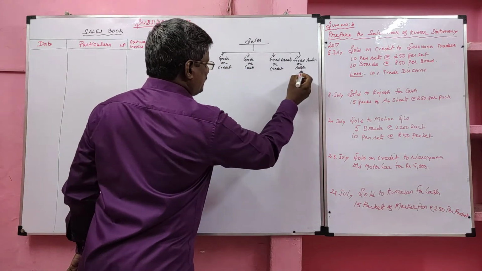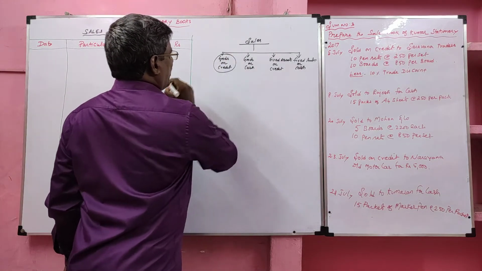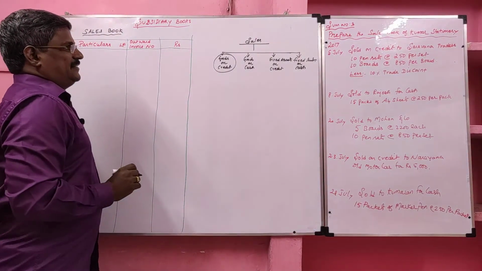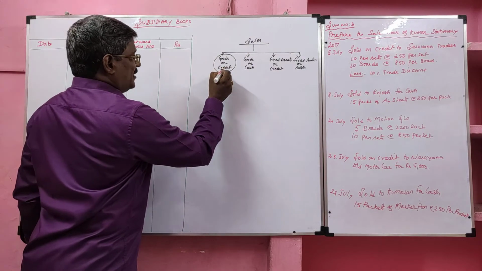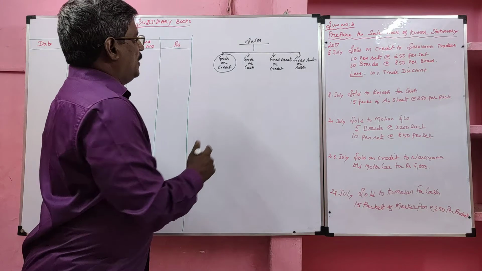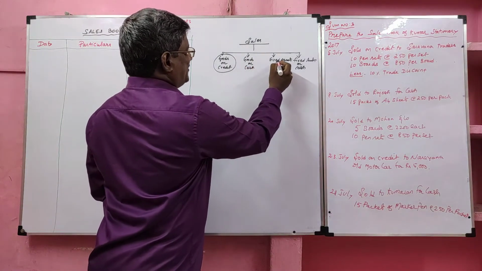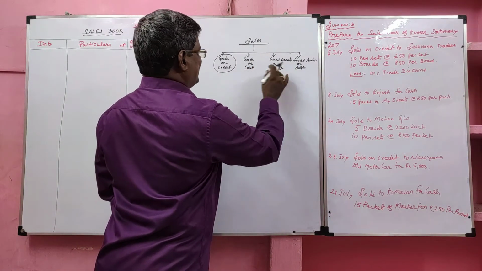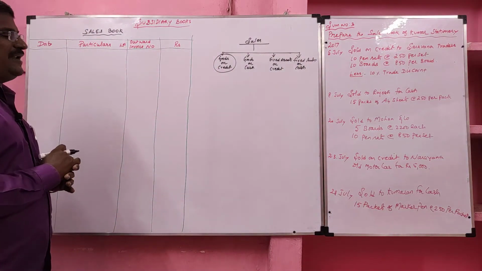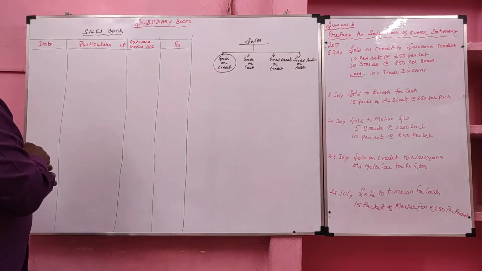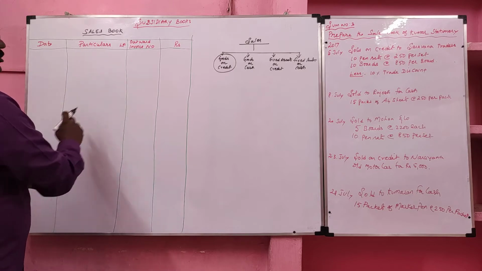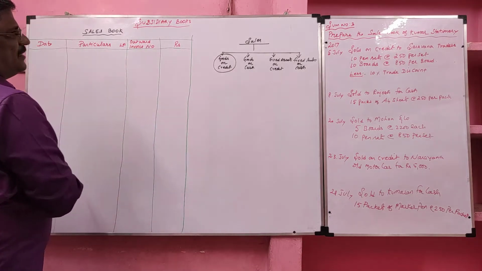Out of these four, in sales book we will record only goods sold to customer on credit. So goods sold to customer on credit only are recorded in the sales book. Goods sold on cash, and fixed assets sold on credit or cash, these three will not be recorded in the sales book. Next, look at the sales book format: date, particulars, ledger folio, outward invoice number and rupees.